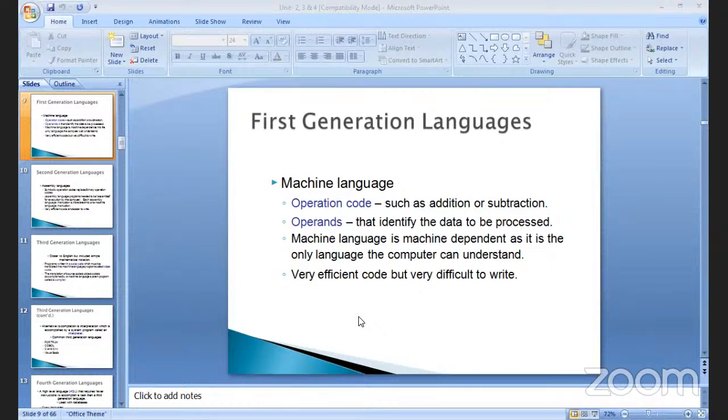But what about the efficiency of this one? It depends on the codes. It is very difficult to identify, and very difficult to write programs using these codes in a first generation language.